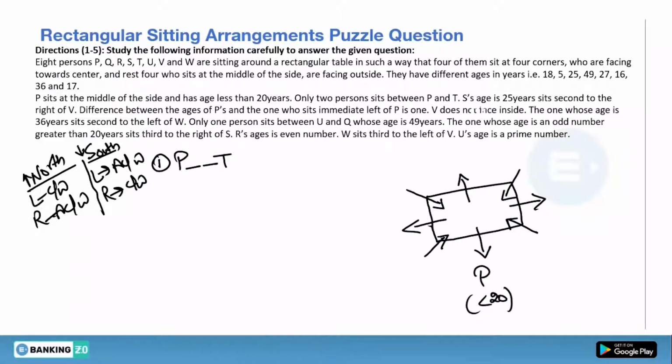S's age is 25 years and S sits second to the right of V. We don't know anything about S and V, so we cannot place them. So we will make it a footnote.